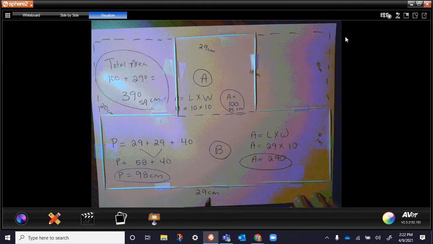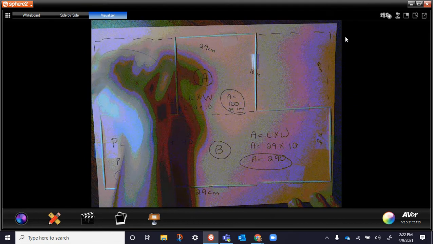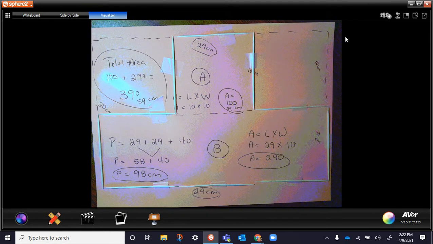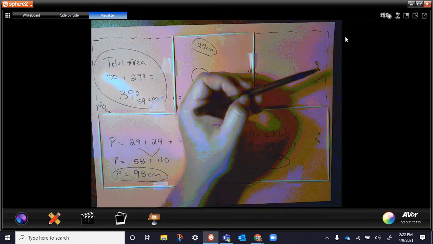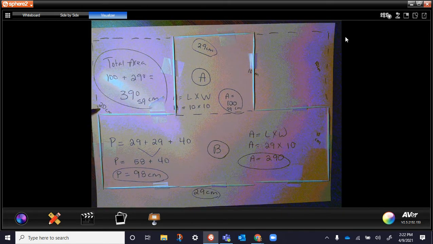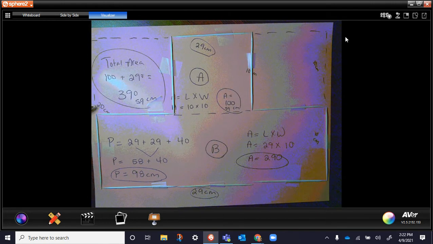So here, if this side is 29, we now know that the top is also 29, so we know those two sides. Then if this side over here is 10 and 10, that means 20, so now this side over here is 20. So we were able to find those sides by moving those, and then we were able to add those up to get the perimeter.